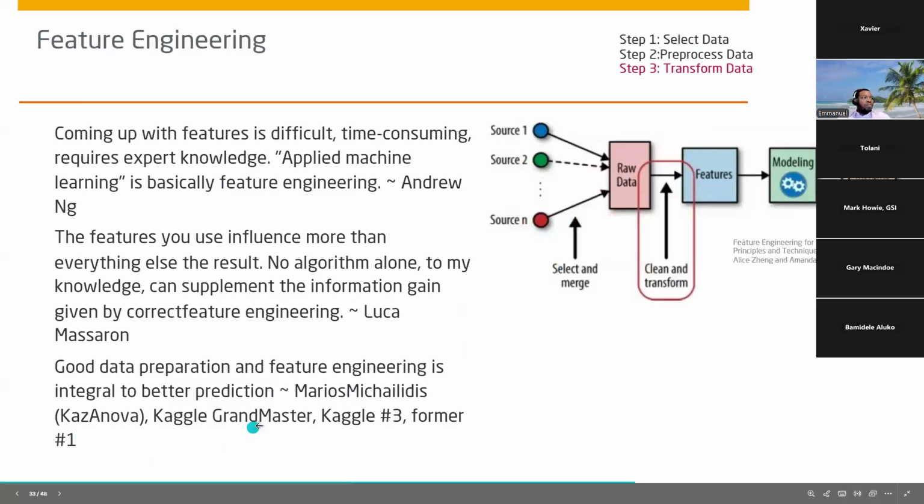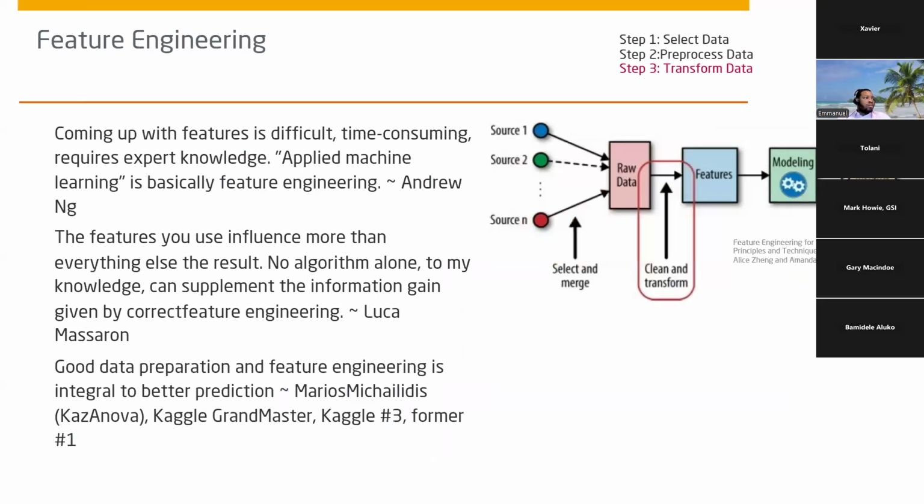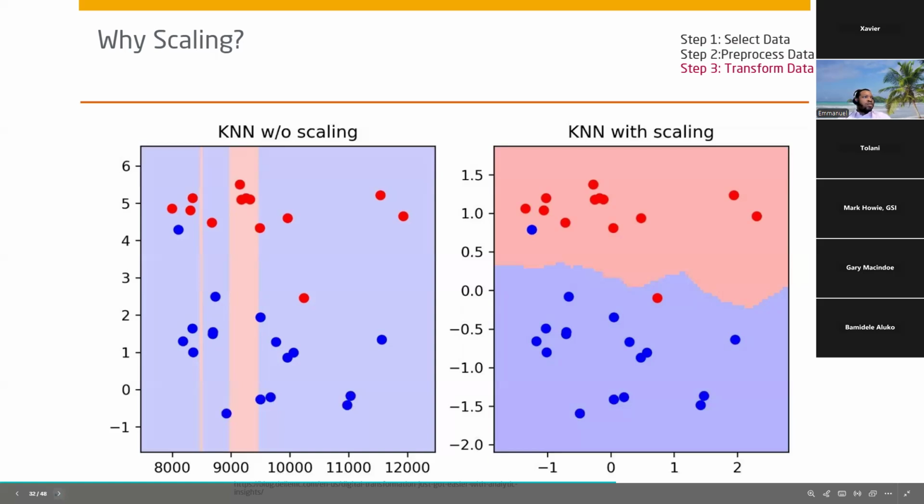Let me go back. Okay, because if you see, you can see 8,000, 9,000. You see, after scaling, it's giving -2 to 1.5, -1 to 2. So you can see.